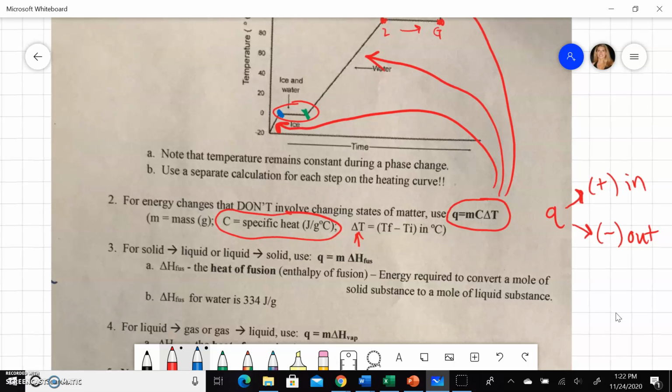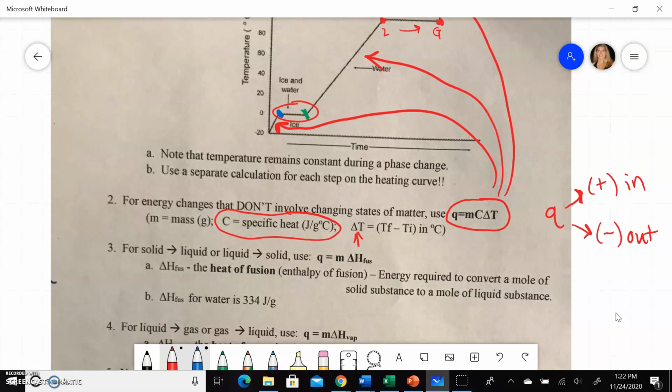If it's a solid or a liquid, solid to liquid or liquid to solid. So if you're doing this line right here, so you can go to the right on the graph or to the left. It just depends on whether you're putting heat into it or cooling it down. You're going to use Q equals M times delta H fusion. And the heat of fusion is the energy to change 1 mole of a substance, of a solid, to 1 mole of a liquid. So it's basically the energy it takes to make that thing melt, or the energy you would get if you're freezing it. And this is specific to each thing as well. So this is the kind of thing where they would have to give you that value.